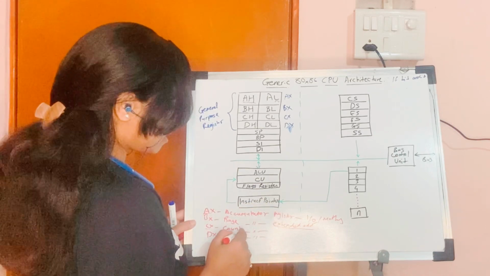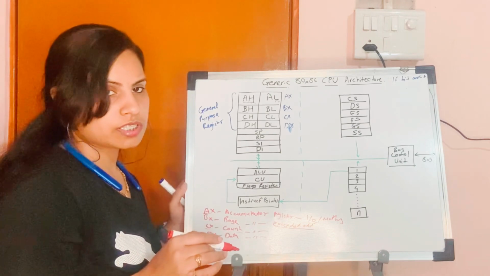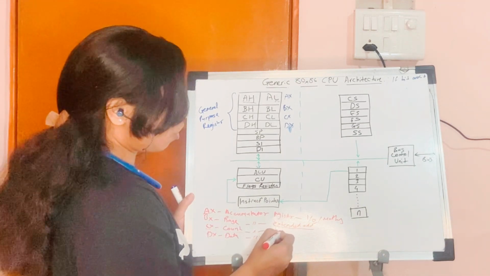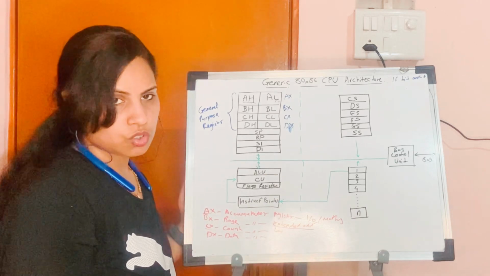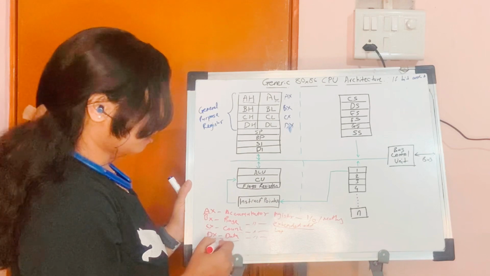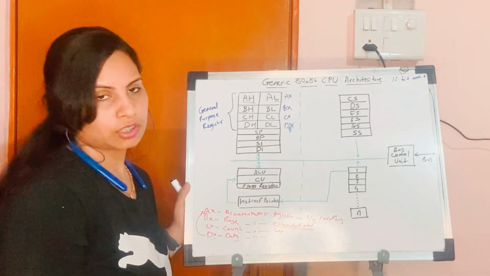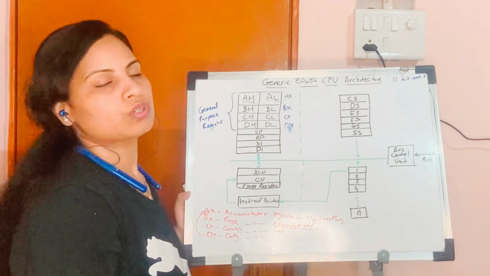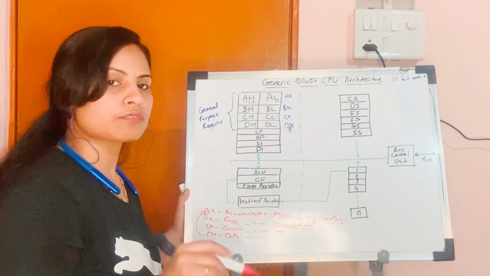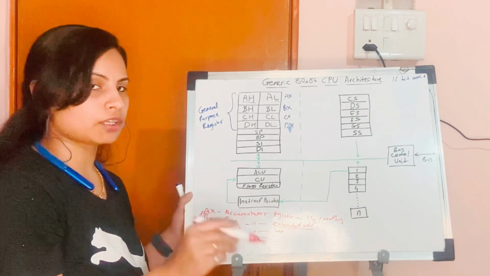Next is the count register. This count register is used basically for looping or recursive things. So that is the use of count registers. Data registers are used for helping the accumulator register. If the accumulator register is heavily loaded, the data register will also do the same work in helping the accumulator register.